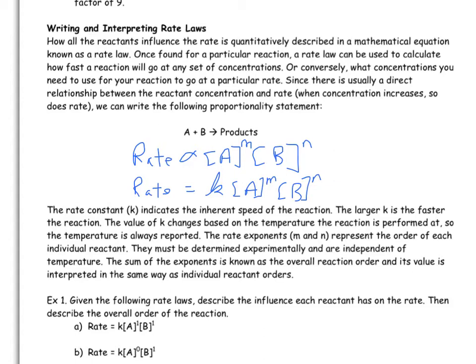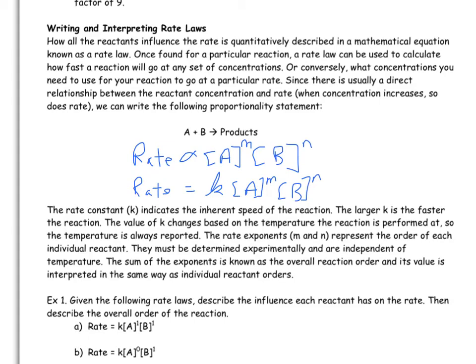The value of K changes based on what temperature the reaction is performed at. So the temperature is always reported, but you never really have to do anything with it. The rate exponents m and n represent the order of each individual reactant. They must be determined experimentally, and they are independent of the temperature. The sum of the rate exponents is known as the overall reaction order, and its value is interpreted the same way as individual reactant orders.